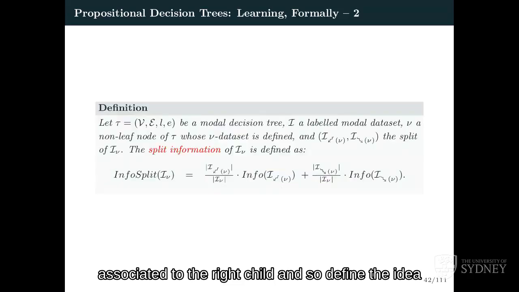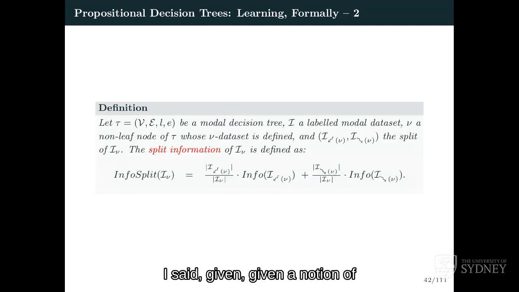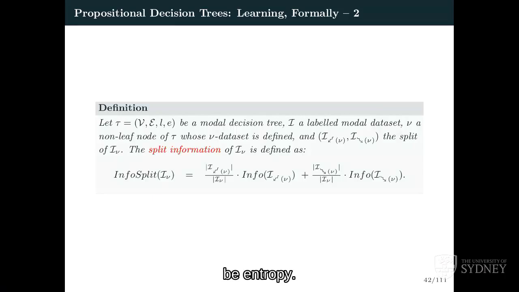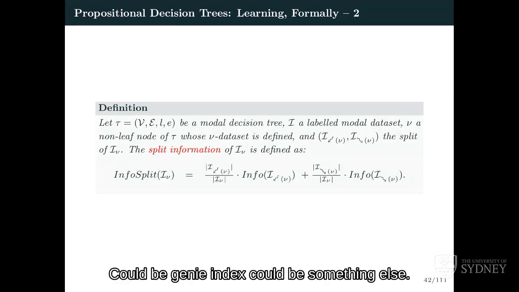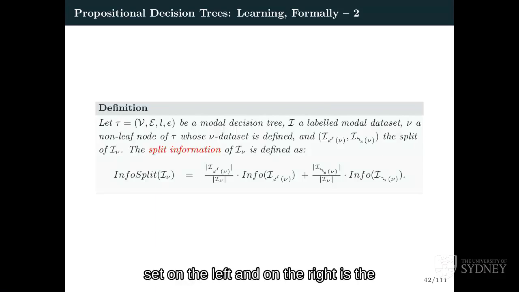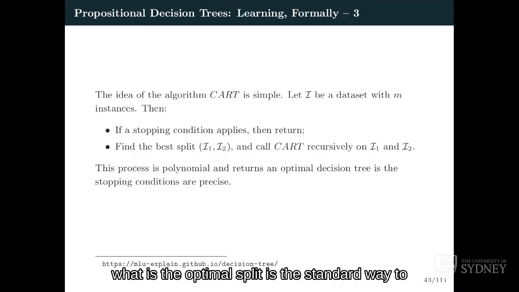And so we define the idea of split information. I think I'm not introducing any new concept here. Given a notion of information, which we denote by info, it could be entropy, Gini index, or something else. The information of a split is how much information there is in each data set, relativized to the relative proportion of the data set on the left and on the right. It's the standard way to decide what a split is and what the optimal split is.